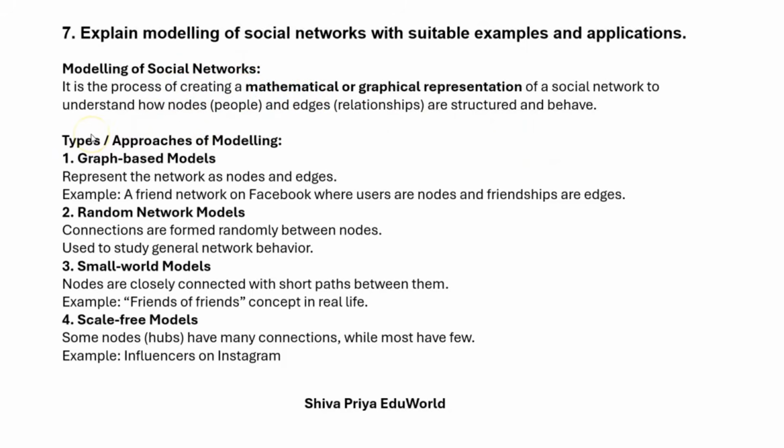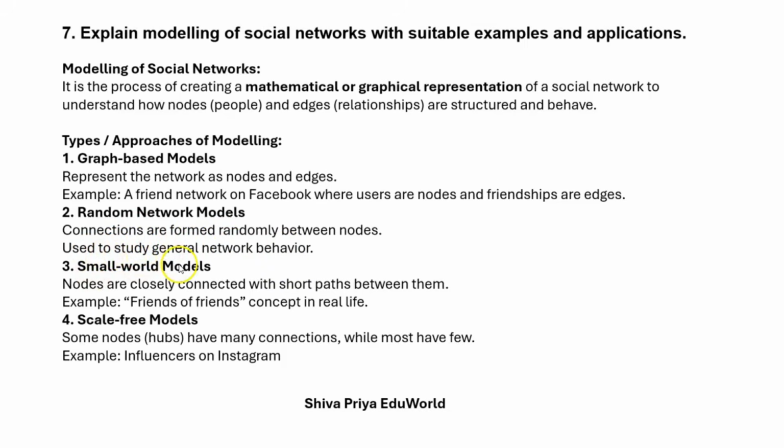We have types here. The approaches of modeling are graph-based models, random network models, small world models, and scale-free models. Graph-based means it represents the network as nodes and edges. For example, a friend network on Facebook where users are nodes and the friendships are edges. Random network models mean the connections are formed randomly between the nodes. It is used to study general network behavior.